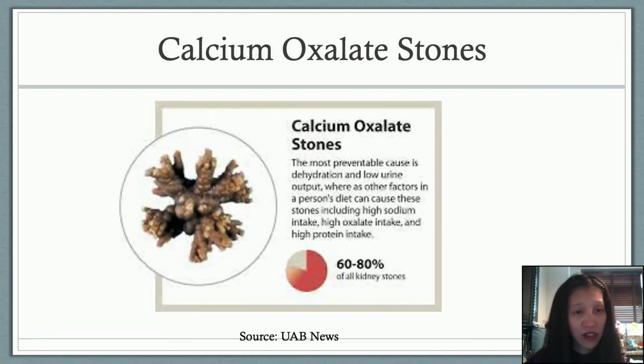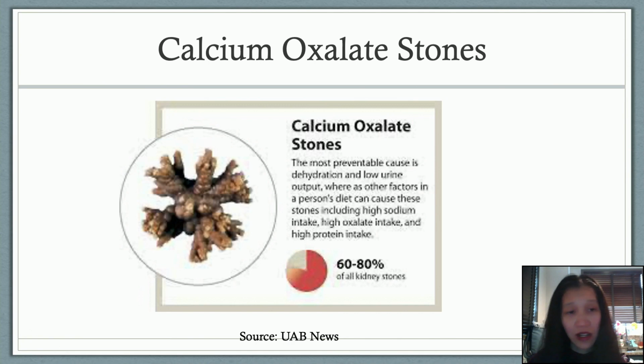And this is a little picture of what a calcium oxalate stone might look like. As I mentioned, the most preventable cause is dehydration and low urine output. But other factors can also increase a person's risk for calcium oxalate stones, including a high sodium diet, high oxalate intake, or high protein intake. So general recommendations to prevent calcium oxalate stones are not only drinking lots and lots of fluid, but also limiting your salt, protein, and oxalate intake.